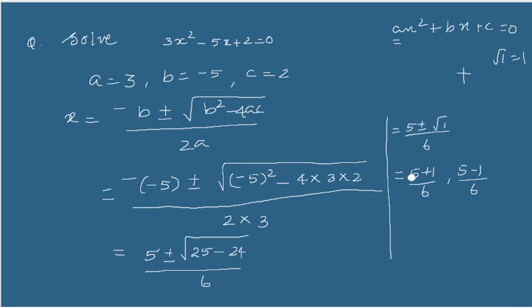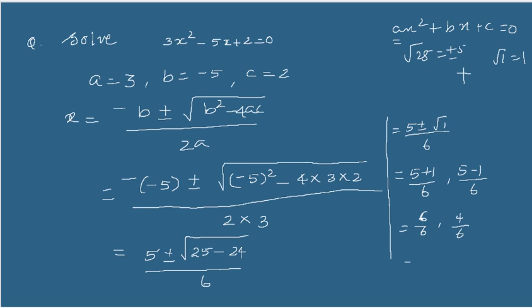Look here. 5 plus root 1 and 5 minus root 1. Actually, this plus or minus is coming from the square root, because you know that the root of a number, say root of 25, can be plus 5 or minus 5. Now this is equal to 5 plus 1 is 6, 6 by 6, and 5 minus 1 is 4, 4 by 6.